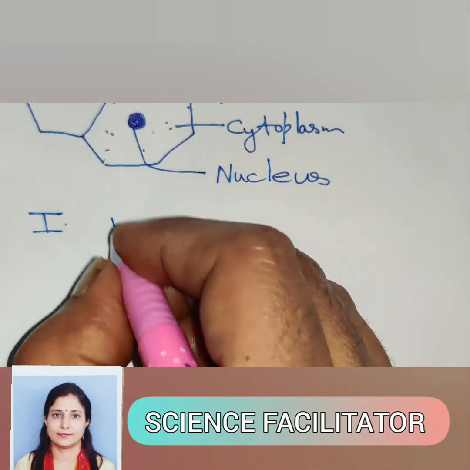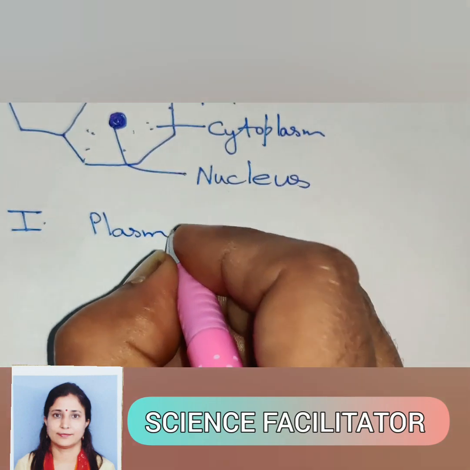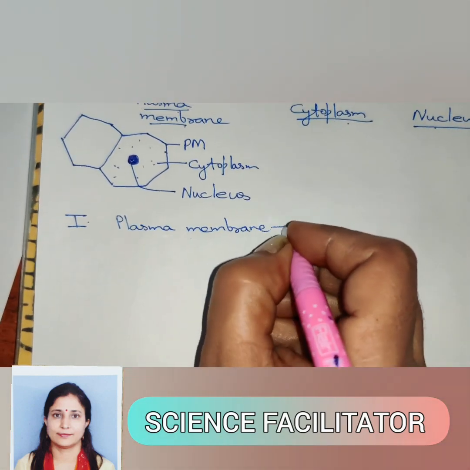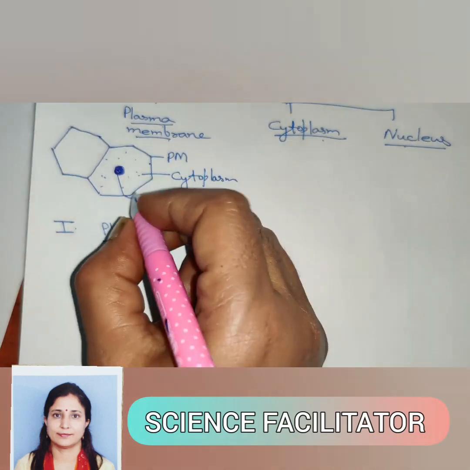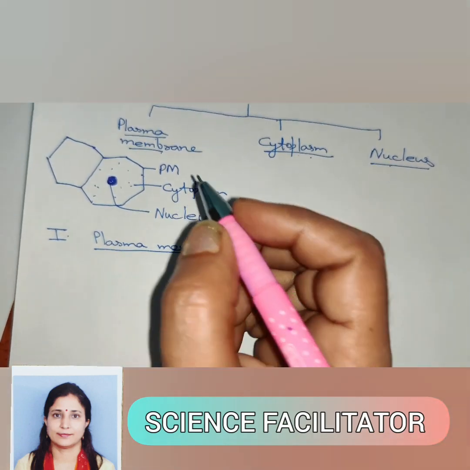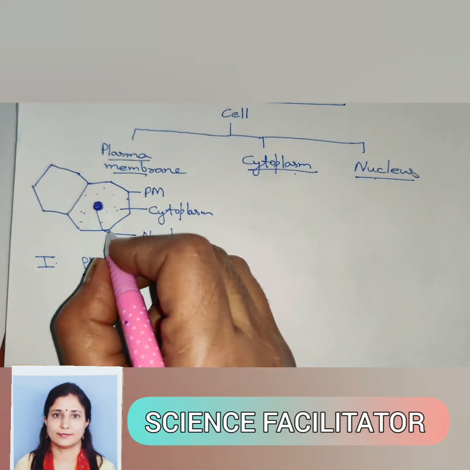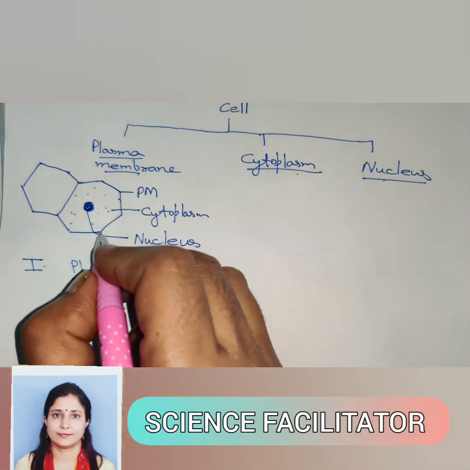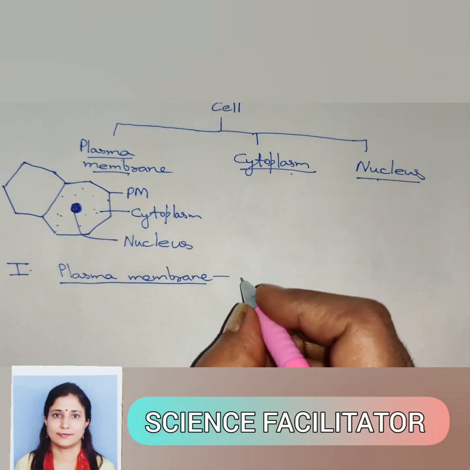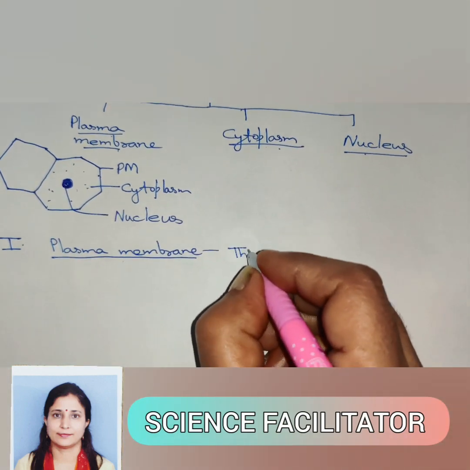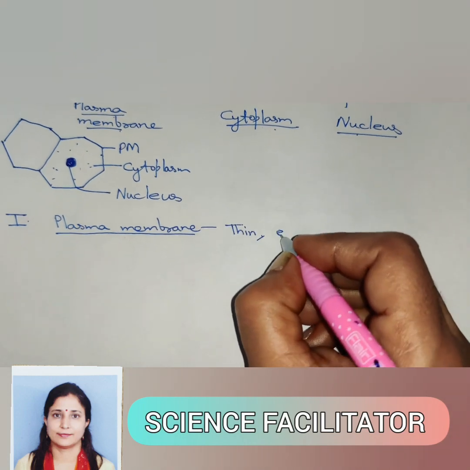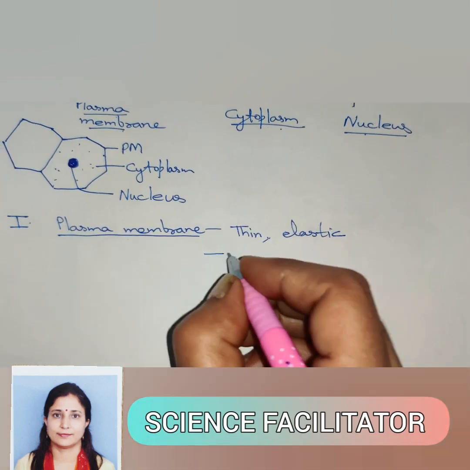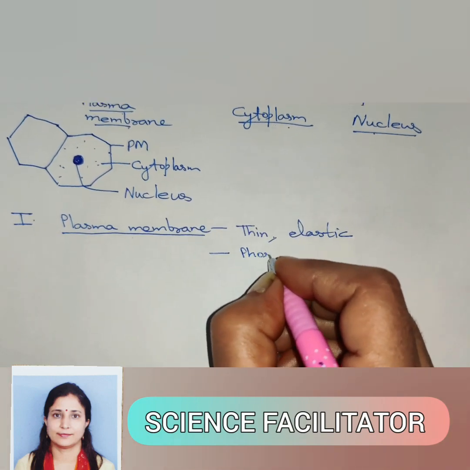First one is the plasma membrane. The plasma membrane forms the outermost boundary of all the cells, whether plant cells or animal cells. But in the plant cell, outermost boundary is the cell wall, but here in animal cell, outermost boundary is the plasma membrane, and it is very thin membrane. It is very delicate and elastic in nature, and it is made up of phospholipids.